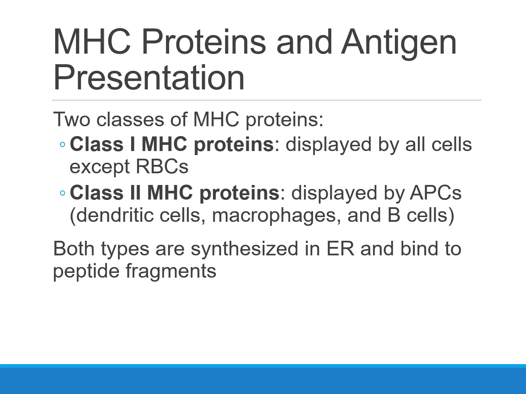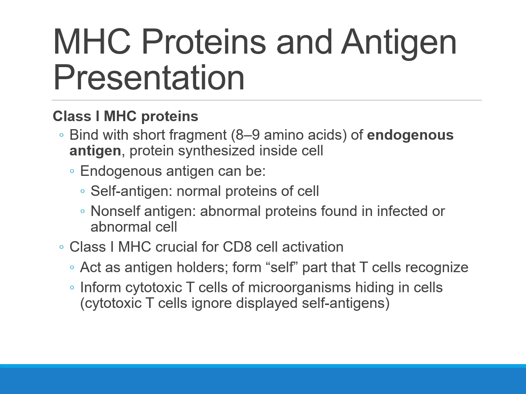Both types are synthesized by the endoplasmic reticulum, and they bind to peptide fragments. Class 1 MHC proteins bind with a short fragment, like 8 or 9 amino acids, of an endogenous antigen, the protein synthesized inside of the cell. The endogenous antigen can be self-antigen, which is normal proteins of all cells, or non-self antigens, which are abnormal proteins found in infected cells. So basically, the class 1 is the flag that is flown on a cell that says I belong, but it is also what is used if the cell has become infected.